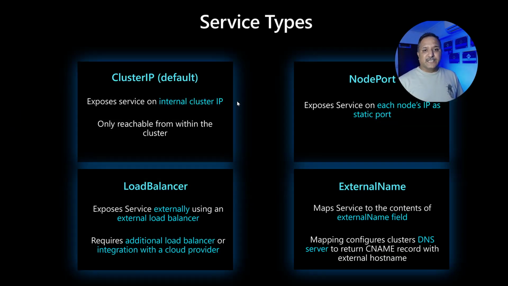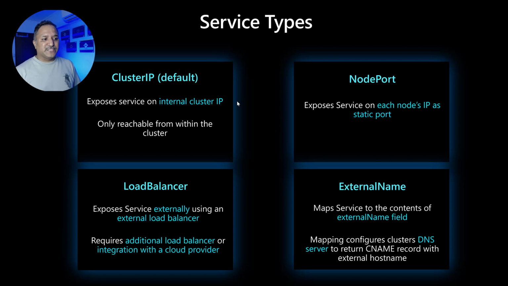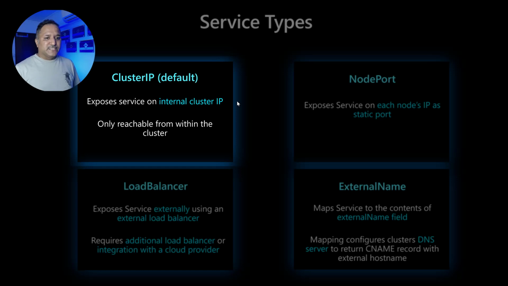Today we are going to see different types of services which can be used and how they can be used in different scenarios. The default one is a ClusterIP. ClusterIP is used to expose the service internally within the cluster, and it is reachable only from the cluster itself. Before we go into the different types of services, we can also try and understand why we need a service in the first place.